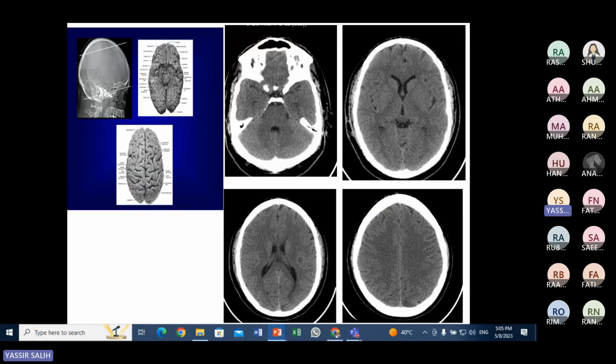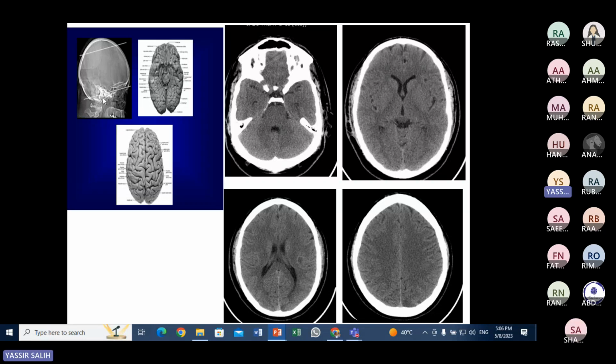As you know, CT consists of sections starting from the base of the skull up to the vertex. We are going to take slice after slice, section after section, to cover all these parts. So the sections appear like this: the first section, the second, the third, and fourth.